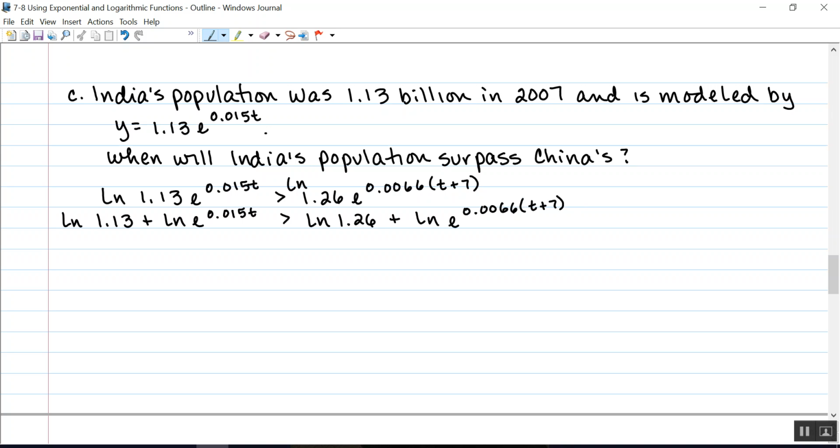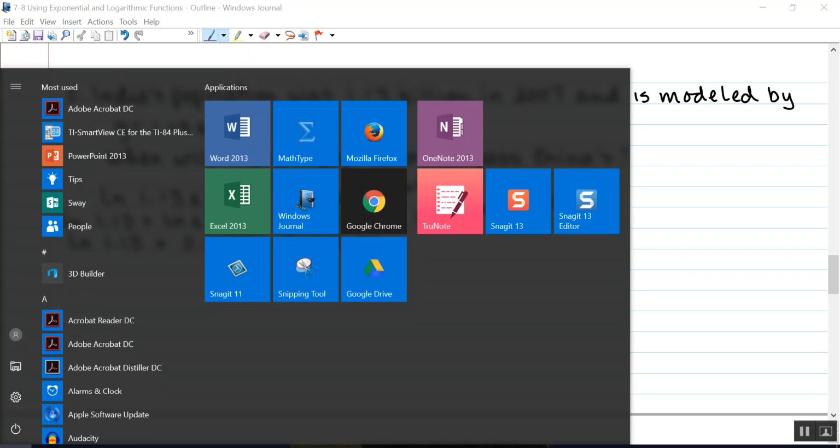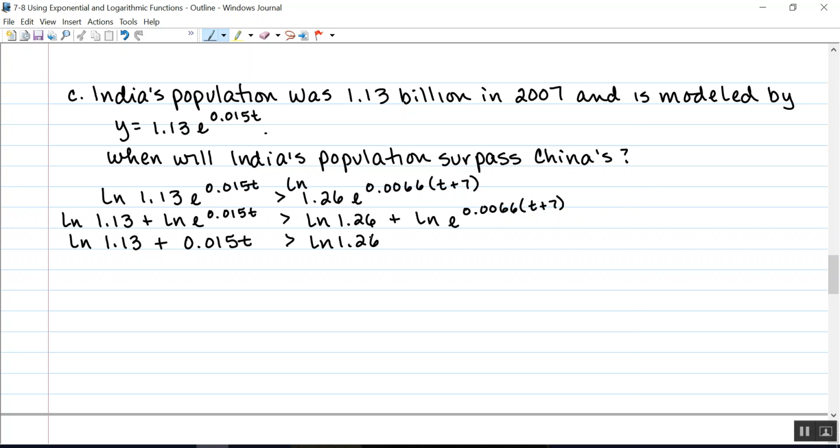Okay, so what that leaves me, so if you remember the rule I'm using is because these two things are multiplied, because this constant is multiplied by e. That's why I can break it up into addition. So the natural log of e raised to a power is just that, so I think I'll write this out. Plus 0.015t is greater than the natural log of 1.26. Okay, so this natural log of 1.13 and natural log of, sorry about that, 1.26 is just a number. So it's not a variable or anything, so it's just a number. So just go ahead and leave it there.